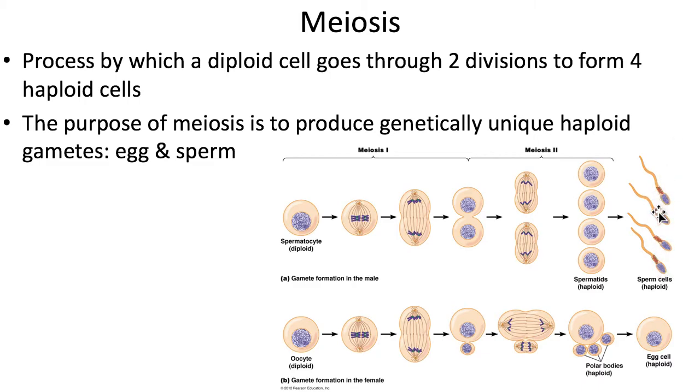That means that each sperm is different from the next sperm. And here is the egg in females, and each egg that a female produces is going to be genetically different from the parent and genetically different from all the other eggs. So it's kind of special and different from the way mitosis works.